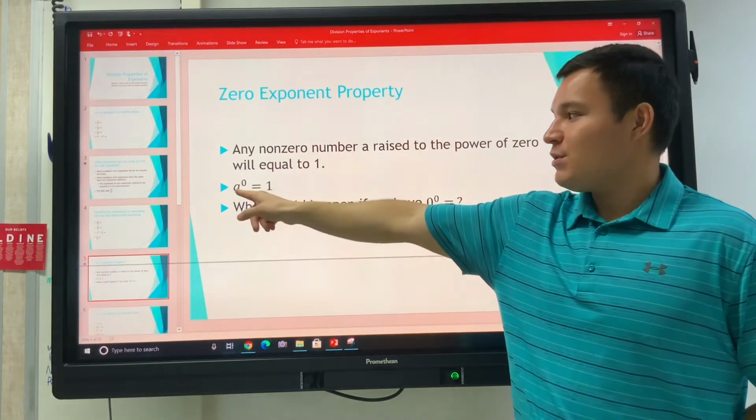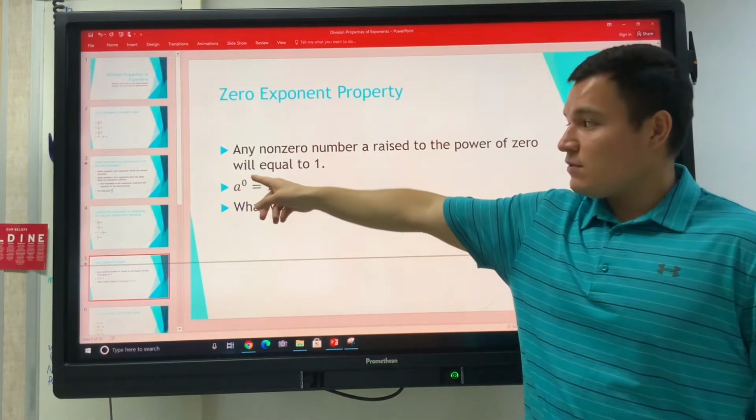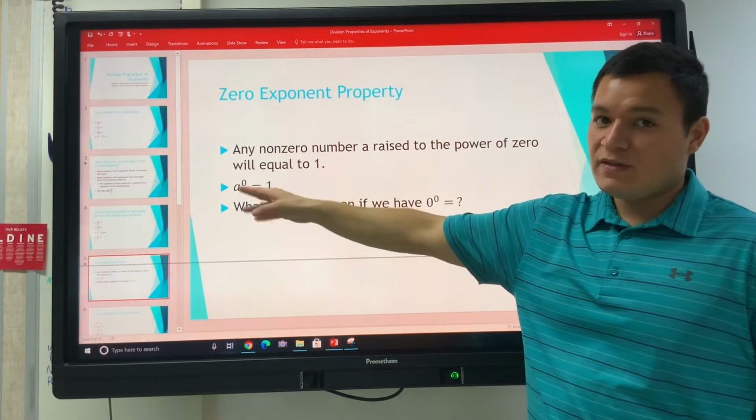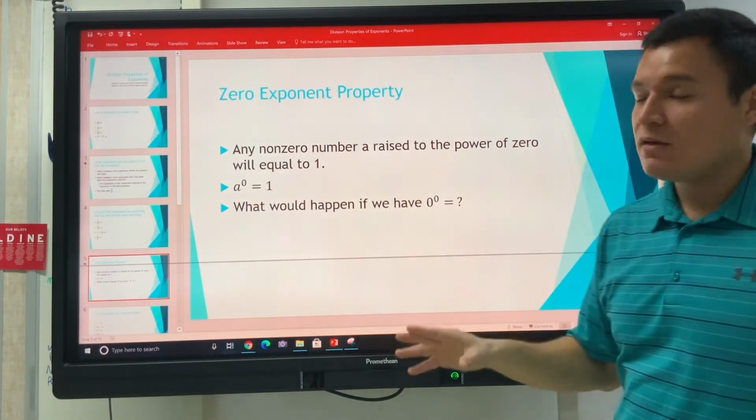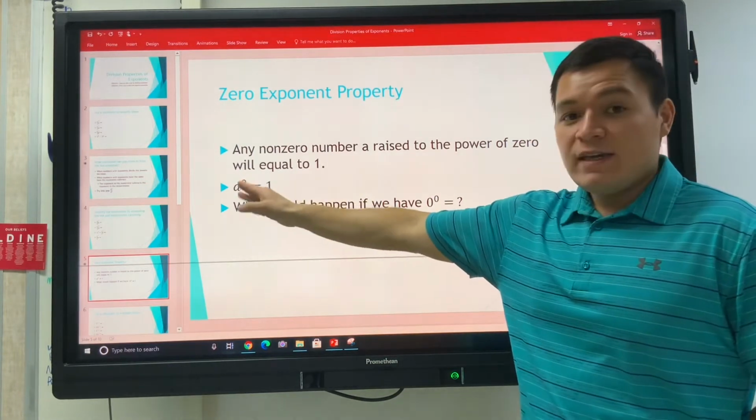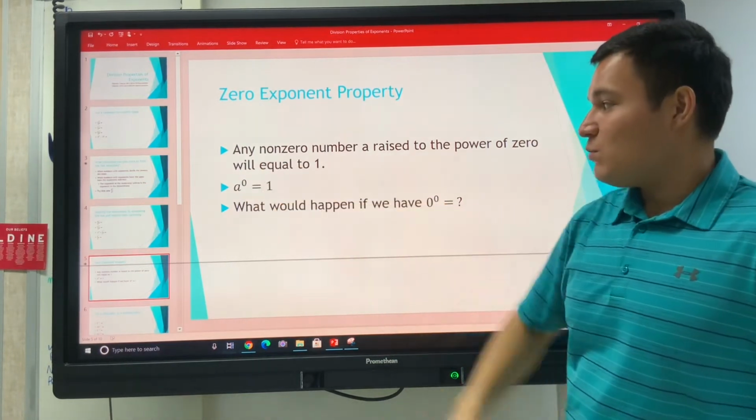Anytime you have a number raised to the 0 power, or a variable raised to the 0 power, it doesn't matter. Anything raised to the power of 0 is going to be the number 1.